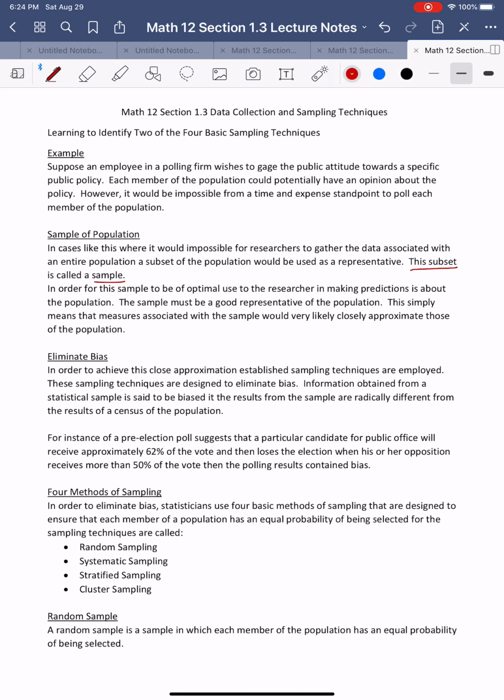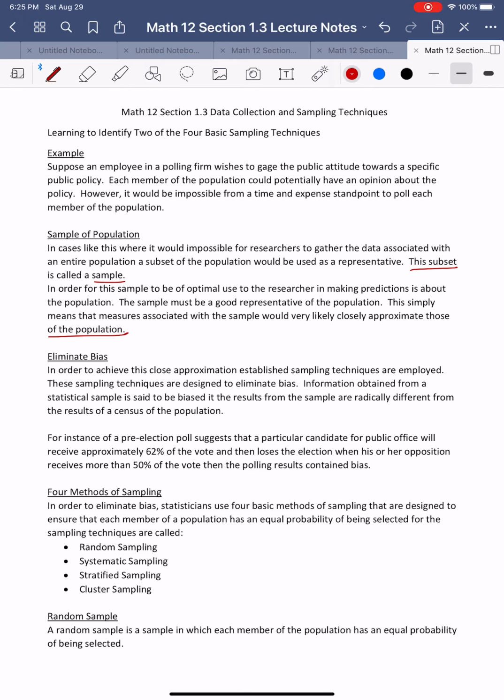In order for this sample to be of optimal use to the researcher in making predictions about the population, the sample must be a good representative of the population. This simply means that the measures associated with the sample would very likely closely approximate those of the population. So in order to get a nice sample, it has to be very close to the population.